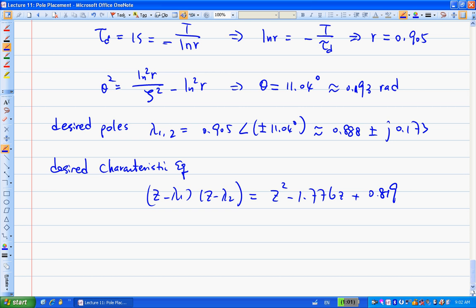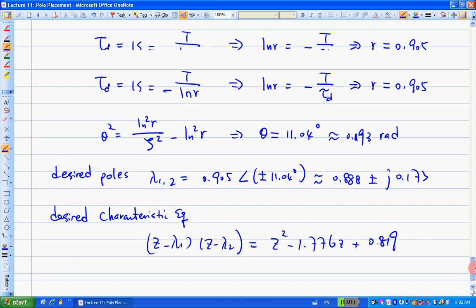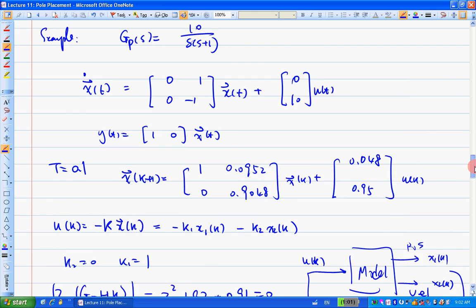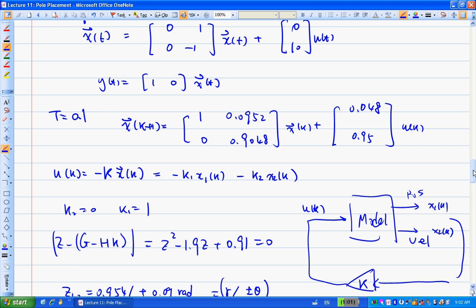Once you have the desired characteristic equation, we go back to our original one, right here. Plug K1 and K2 into here, get the actual polynomial, compare coefficients, and solve for K1 and K2.